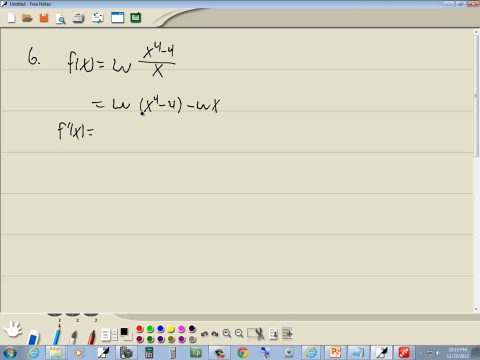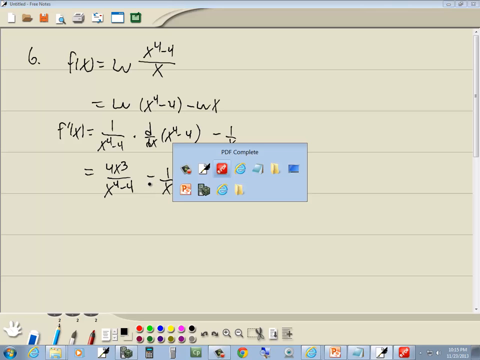So for a derivative, the derivative of natural log of x to the fourth minus 4 is 1 over x to the fourth minus 4 times the derivative of x to the fourth minus 4. Minus the derivative of natural log of x is 1 over x. Well, the derivative of x to the fourth minus 4 is 4x to the third over x to the fourth minus 4 minus 1 over x. Now that's the answer I'm looking for on a test.